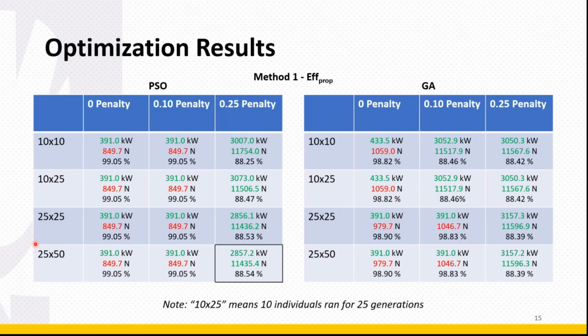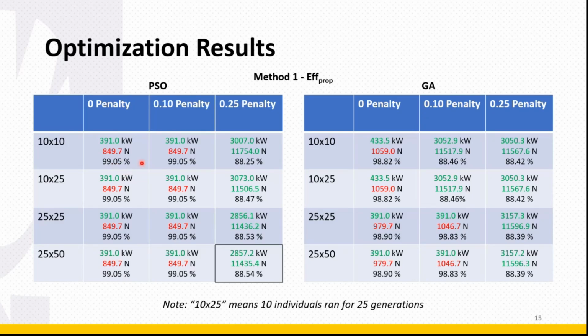So the first thing of note is that for the particle swarm, all of these runs across these different scenarios actually end up at the same point every single time. For the 10 by 10, where 10 particles ran for 10 generations, it ends up at the same point as the 25 by 50 run, where it has a lot more time and a lot more available particles to search out that space.